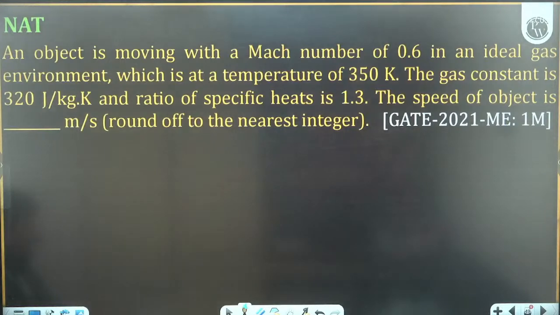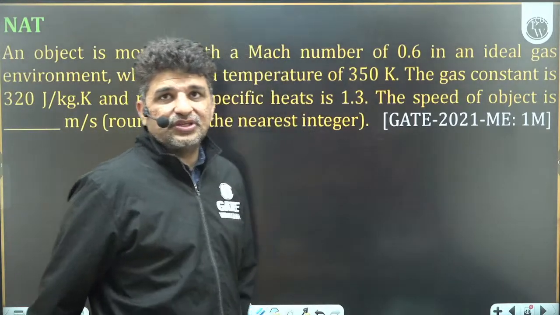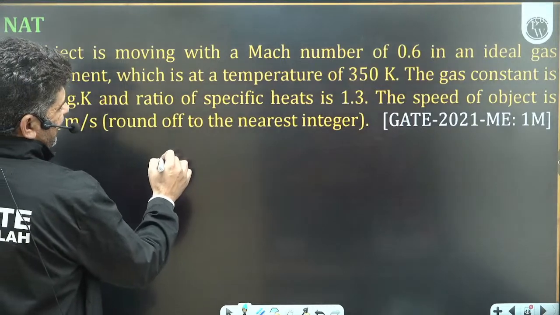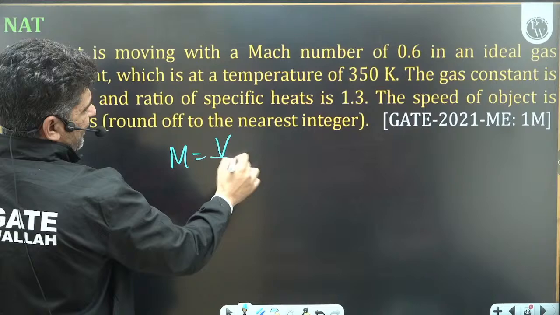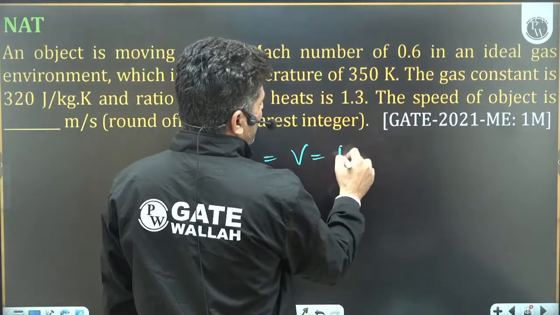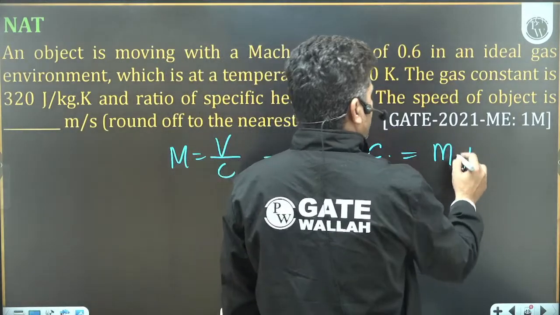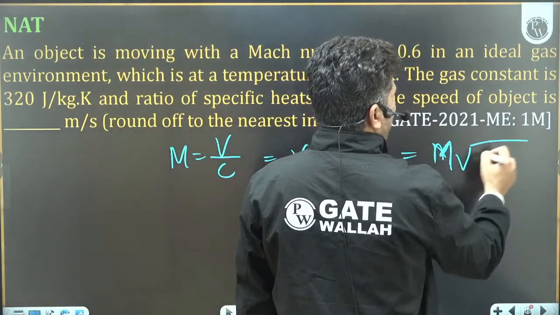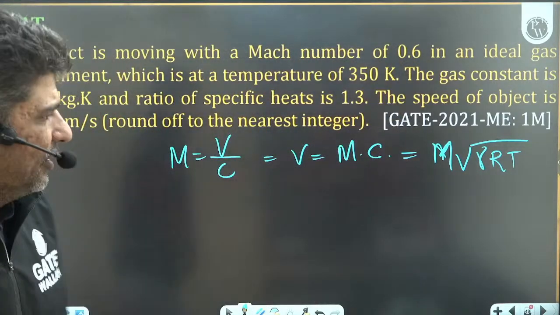So what is the answer you are getting? 228.94. Prabhat, that is the correct answer. If the Mach number is given and he is asking for velocity, you know that Mach number is equal to velocity divided by the speed of sound. So velocity is equal to Mach number multiplied by the speed of sound, and the speed of sound is under root gamma RT. He has given you all three values.